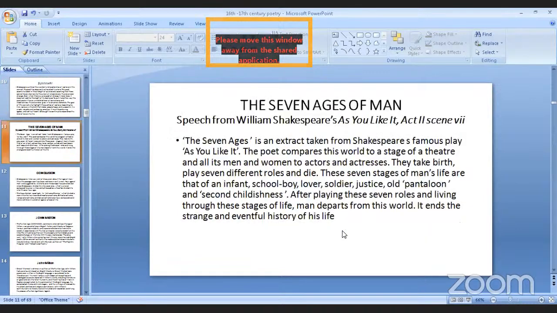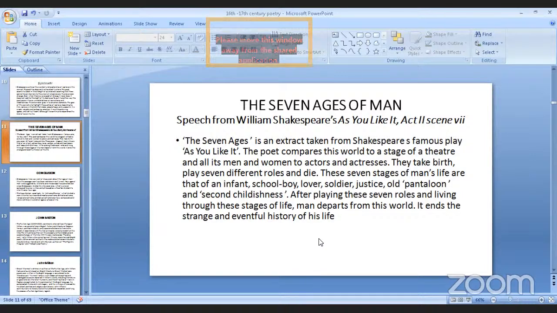Right. Then moving on to the next poem, The Seven Ages of Man. Now, this is not exactly a poem. In fact, it's an extract taken from Shakespeare's famous play, As You Like It. The poet compares this world to a stage of theater and all its men and women to actors and actresses. They take birth, play seven different roles, and die.